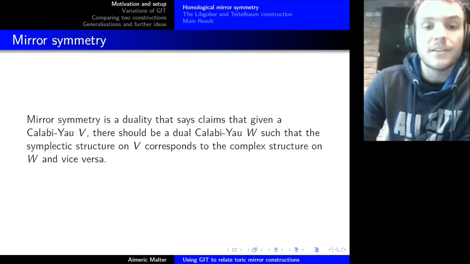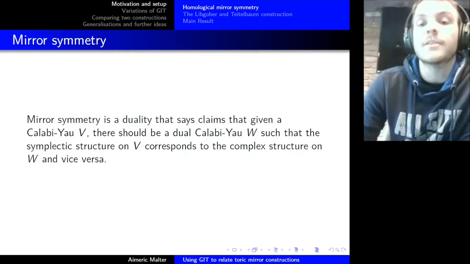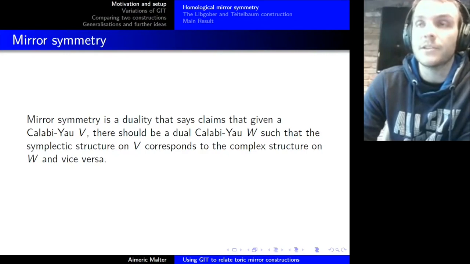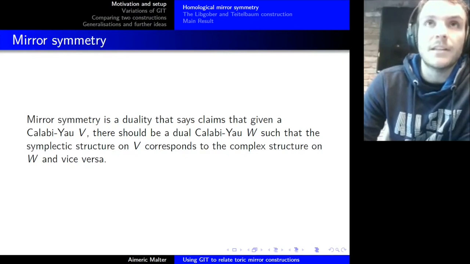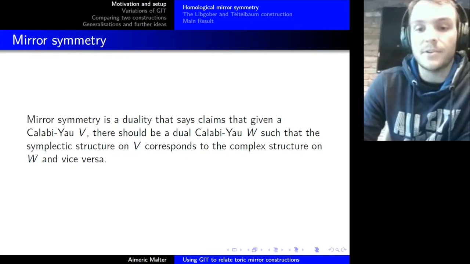Mirror symmetry is roughly a duality between these two structures. So if we have one Calabi-Yau manifold V, which has these two structures, then mirror symmetry asserts that there should be a second Calabi-Yau W, which is dual to it, so that these structures are mirrored. In other words, the symplectic structure on one is like the complex structure on the other, and vice versa.